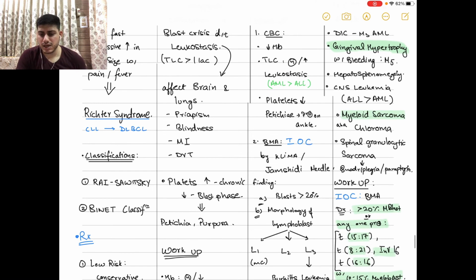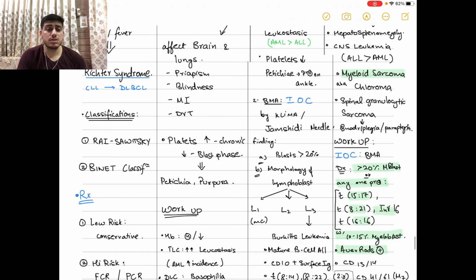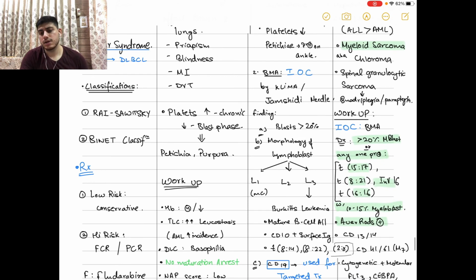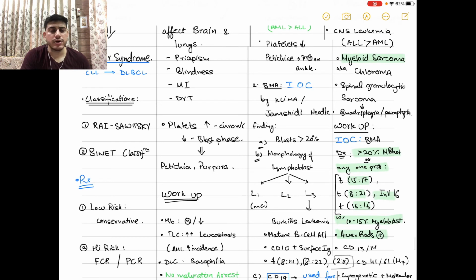Then hepatosplenomegaly, CNS leukemia. It is more commonly seen in ALL. CNS leukemia is a catch point for ALL, but can also be seen in AML. Okay, then chloroma will be present, which is called myeloid sarcoma. On the back of the patient, there is an image. On the back of the patient there will be patches, like purpuric patches, something like that, but a lot of them, so those are called chloroma.